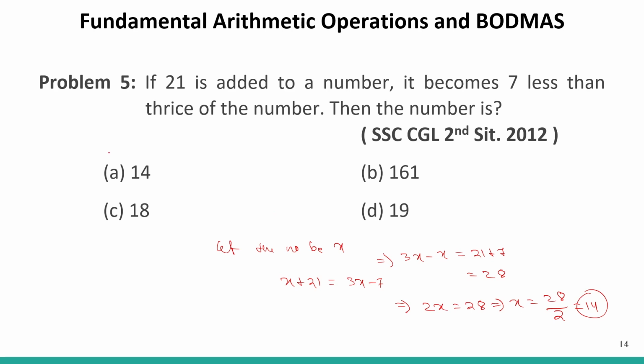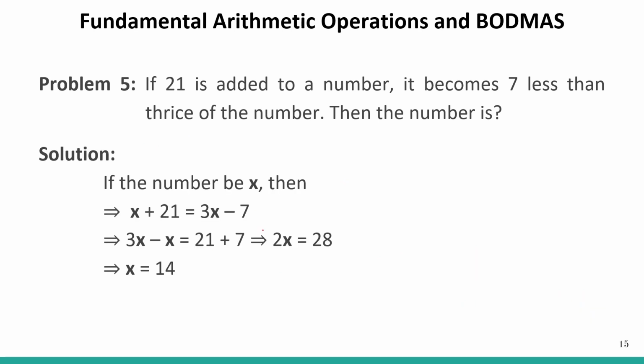Okay, so here you can see the only correct answer is 14, and 18 will be wrong, 19 will be wrong, 161 will be wrong. So the only correct answer will be 14. So let's see the step by step solution. If the number is x, then x plus 21 is equal to 3x minus 7, as we have already derived this algebraic equation. So 3x minus x is equal to 21 plus 7. This implies that 2x is equal to 28, so x is equal to 14. So x is equal to 14 is the answer here.